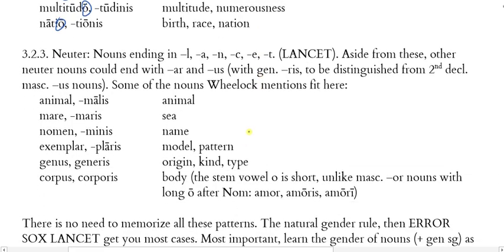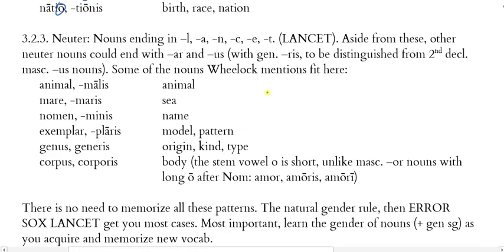And then neuters: nouns ending in -len, -men, and -en, lancet, are typically neuter. And then aside from these, other neuter nouns could end with -ar and -us, where the genitive is -ris. You've got the -is ending here. The R is part of the noun stem. Clearly, with that kind of genitive, this is not a second declension masculine noun.